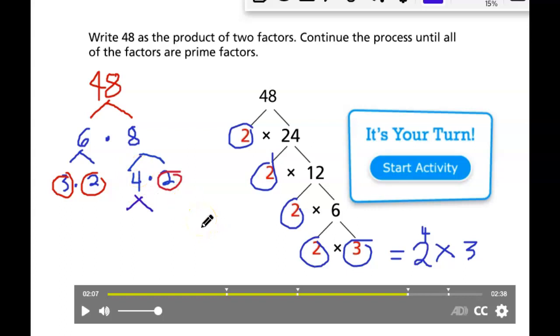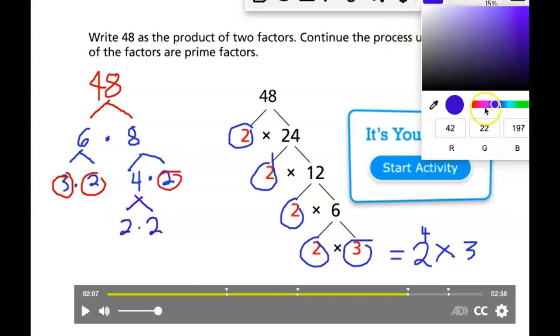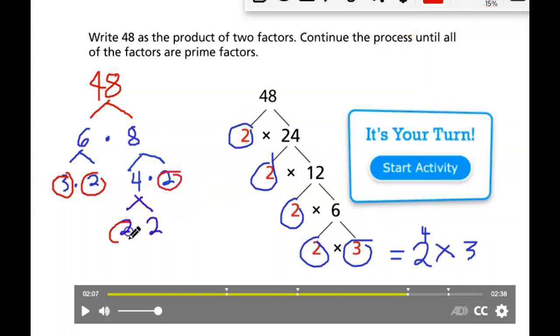And what is 4? 2 times 2. And are they already prime? Yes. So we could go ahead and circle that as a prime number. So now there's no more that I need to factor out. So we're going to end up with 1, 2, 3, 4 factors of 2's and then 3. So we're still going to end up with the same number.